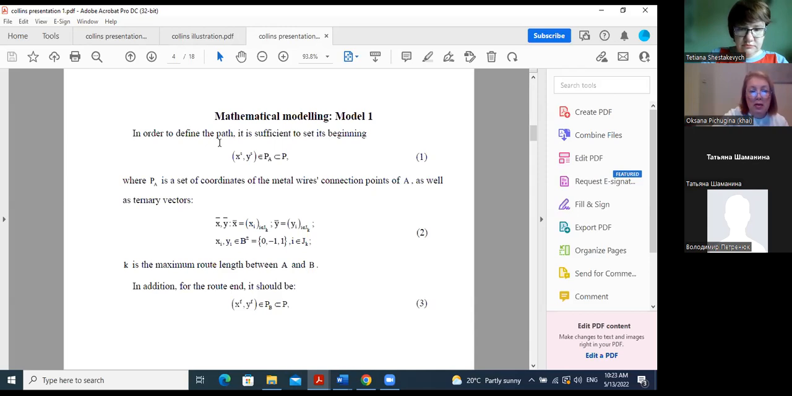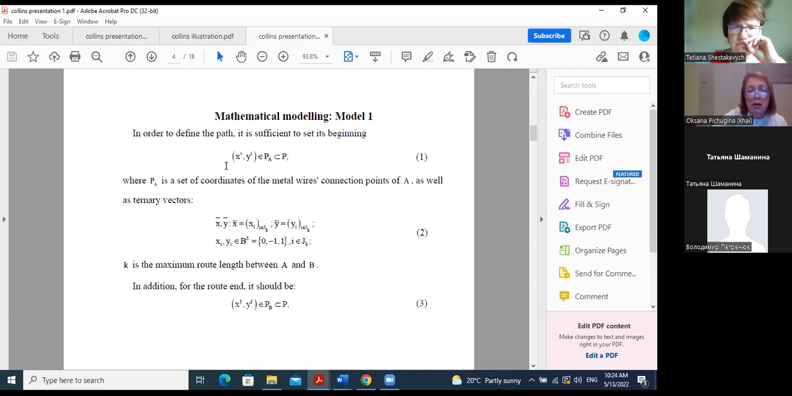For instance, the first condition is that our starting point has to be among the coordinates of the metal wire connection points of modulus A. So this is a combinatorial constraint. How do we tell the computer that we restrict the consideration only to these points? This is combinatorial, and such constraints can be successfully applied when you develop heuristic approaches.